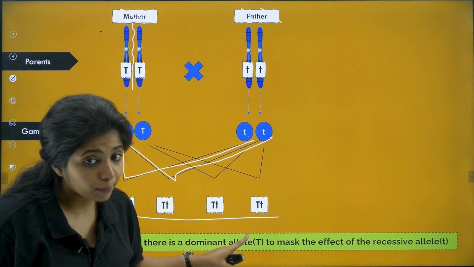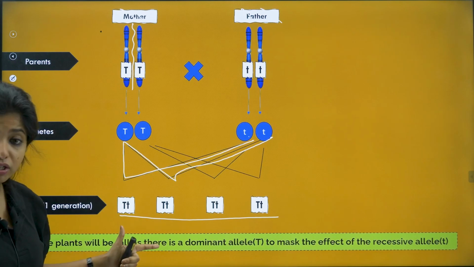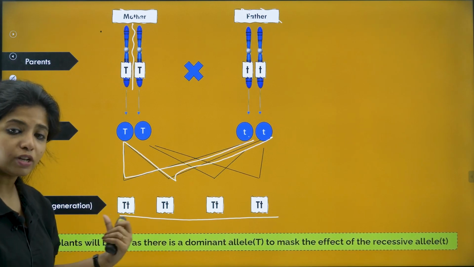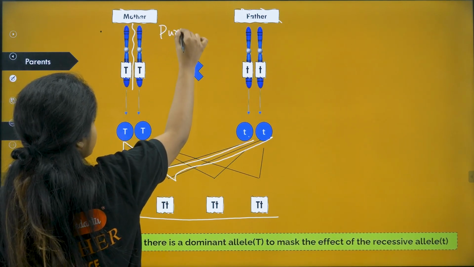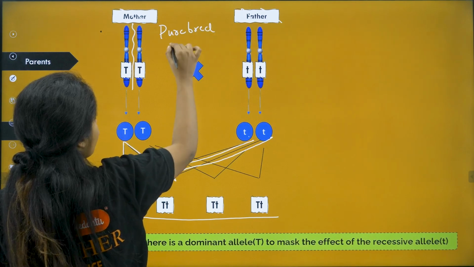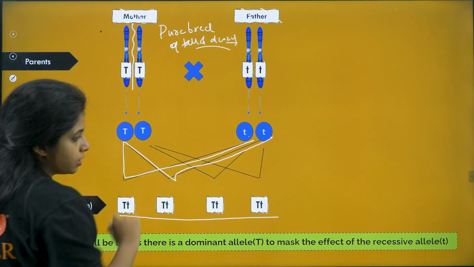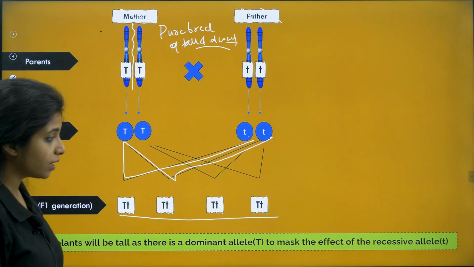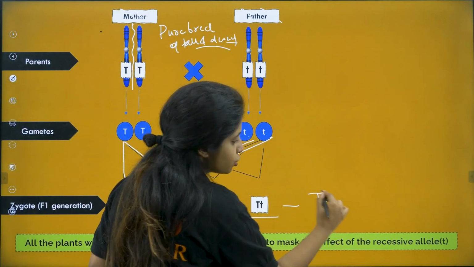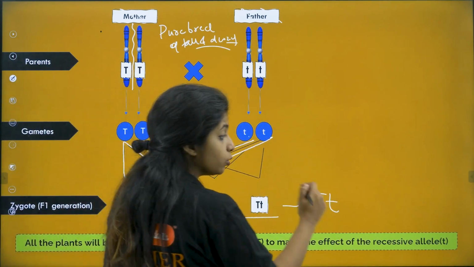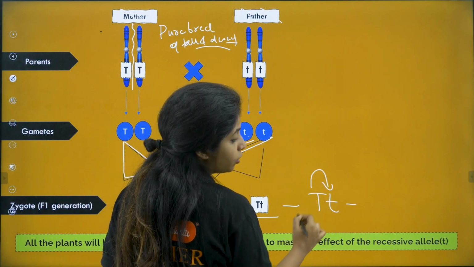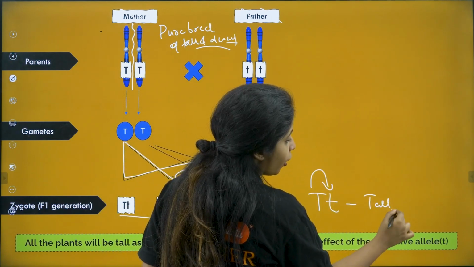So what is the genotype in the F1 generation? This is the first generation. What do you call this? F1 generation. This is the first generation when you breed pure breed tall and dwarf plants, or homozygous tall and dwarf plants. You see the genotype is capital T small t. What is the phenotype? How do they appear? Capital T is there, so it will be dominant over this, so hence it will be tall, my dear children.